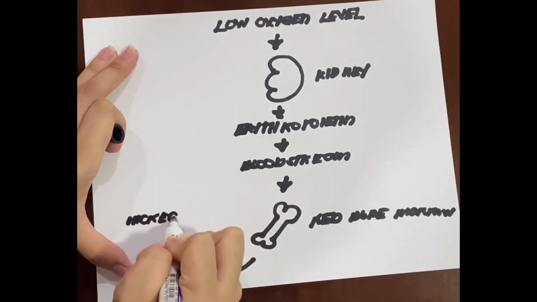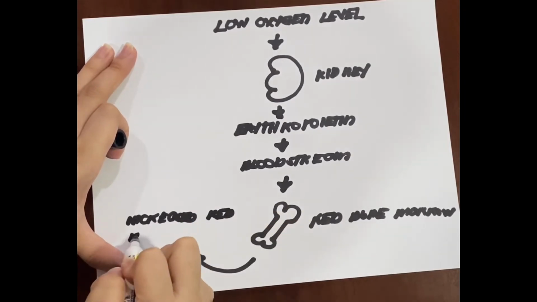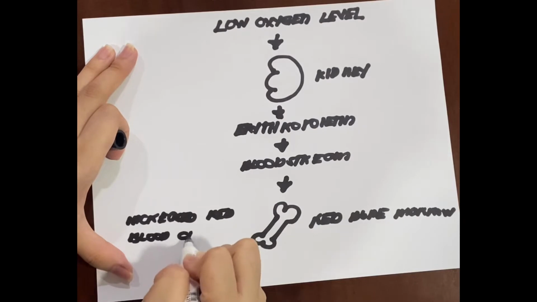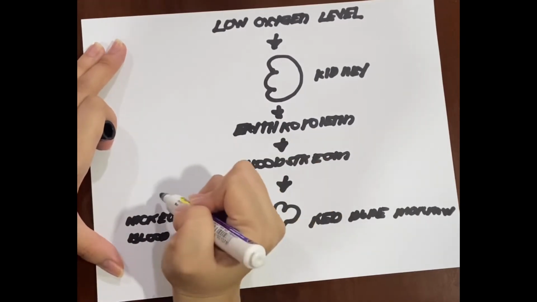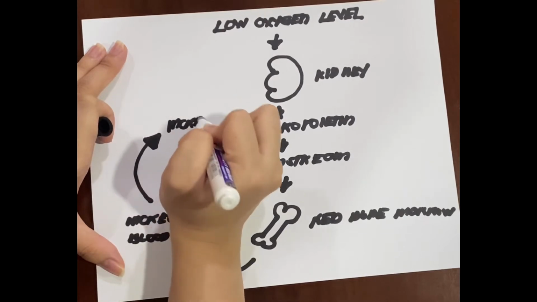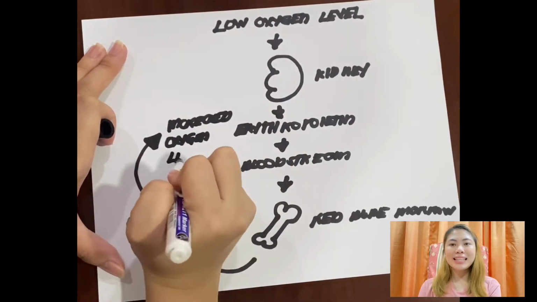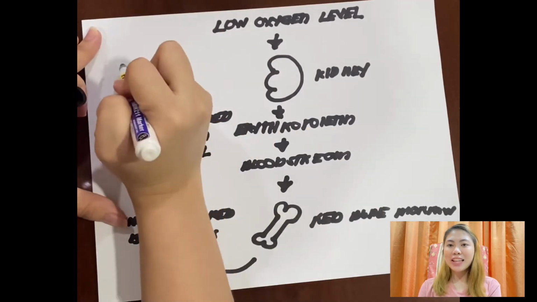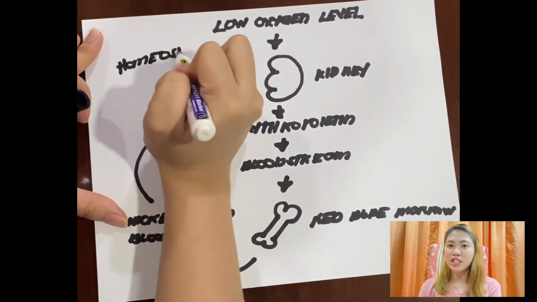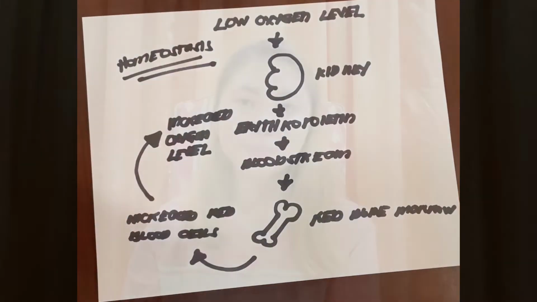The effect of erythropoietin when it is produced is that it acts on the red blood cells to protect them against destruction, and it stimulates stem cells of the bone marrow to increase production of red blood cells. Erythropoietin secretion is regulated by the amount of oxygen delivered to the kidneys. Homeostasis.